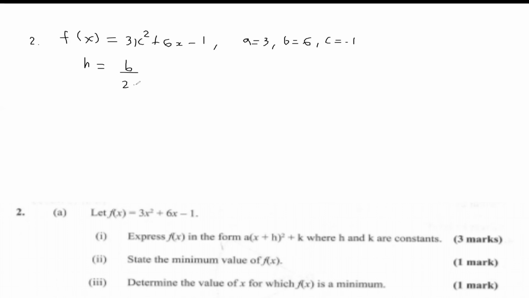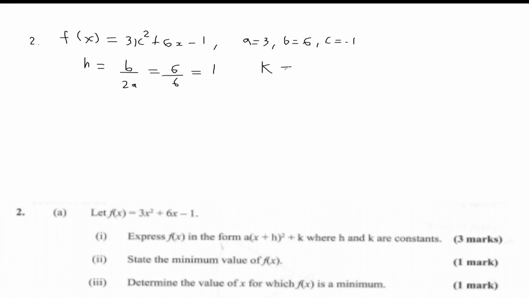And so what is b? b is 6. And so it is 6 divided by 2 times 3, which is 6 divided by 6. And 6 divided by 6 is 1. All right, so that is h. So h is equal to 1. Next we can find k.